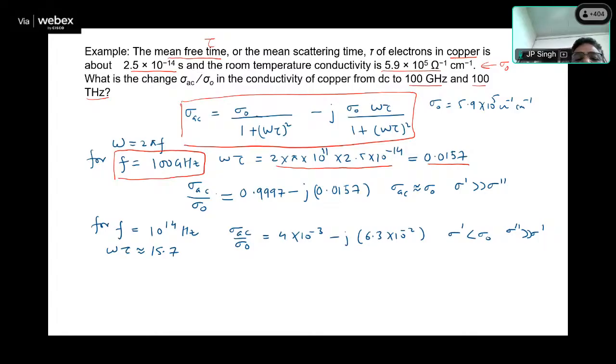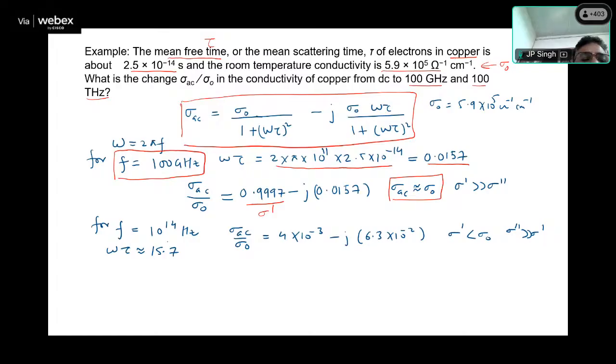You see here, this is the real part. The real part is almost 0.997. It means if I multiply by rho naught, which is the DC part, my AC conductivity is almost equal to the DC conductivity, the DC value. So it is almost frequency independent for a metal up to the 100 gigahertz frequency we are applying. Now let us see for 100 terahertz.